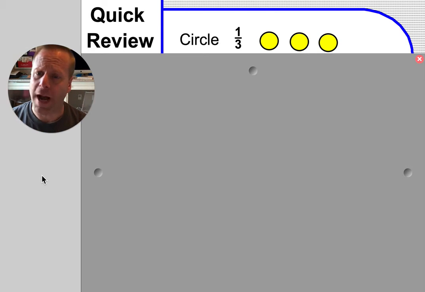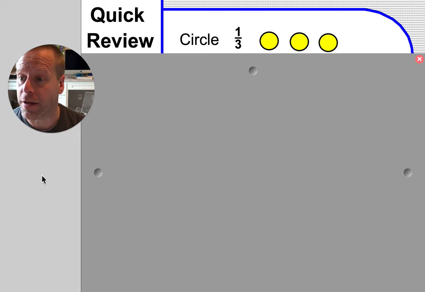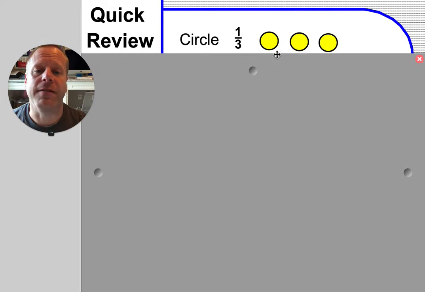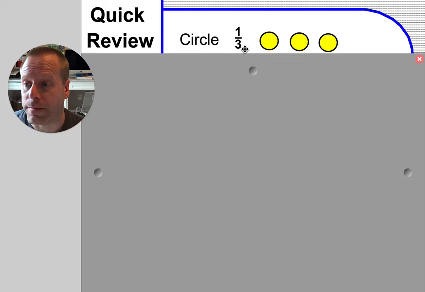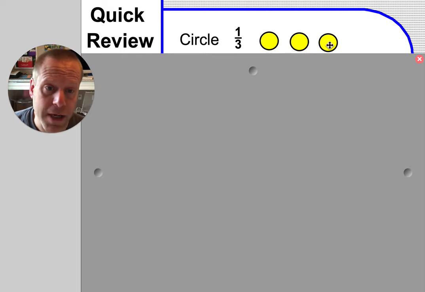This says 1 out of 3, and usually we had talked about fractions of a whole. So we would take one pizza and cut it into 3 parts. But you can also have a fraction of a group. So take a look at what we have here. We have 1, 2, 3 circles in all. That's the denominator. 3 in all.